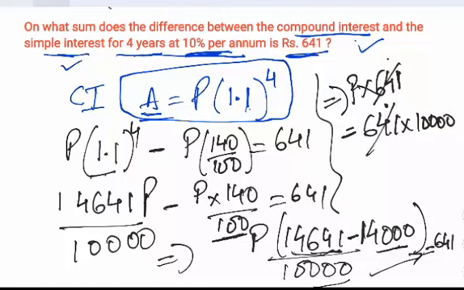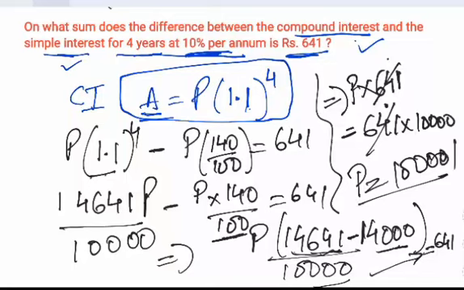So this 641 and 641 will get cancelled, and the principal will be 10,000. So our answer is, on the sum of 10,000, the difference between the compound interest and simple interest would be 641 when the rate of interest is 10% and the time period is 4 years. So our answer is 10,000 rupees.